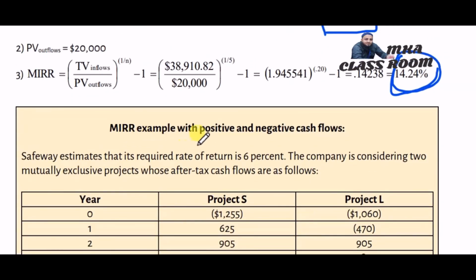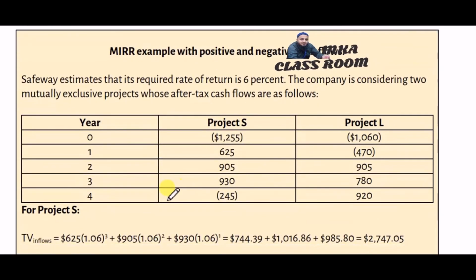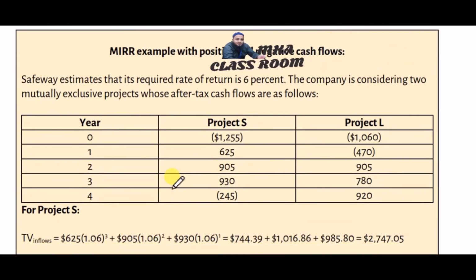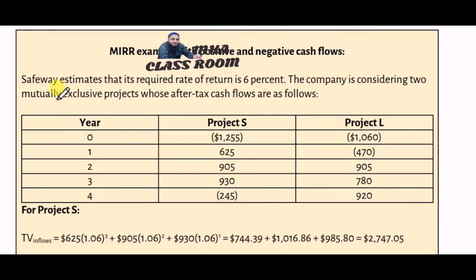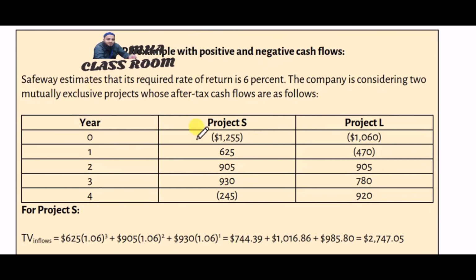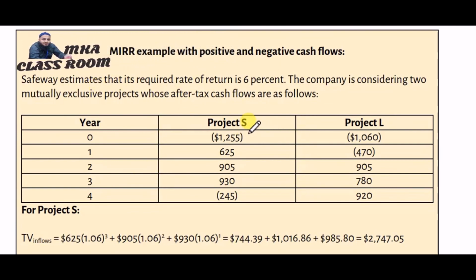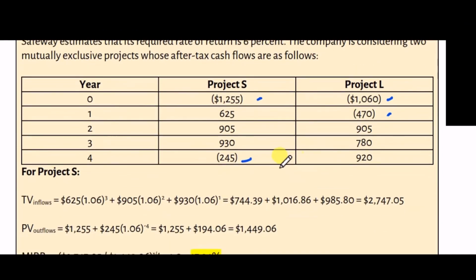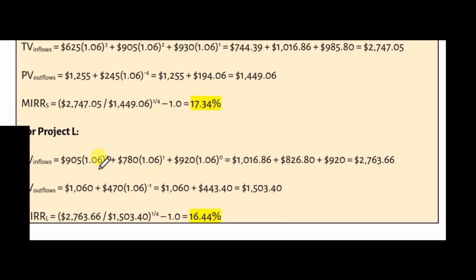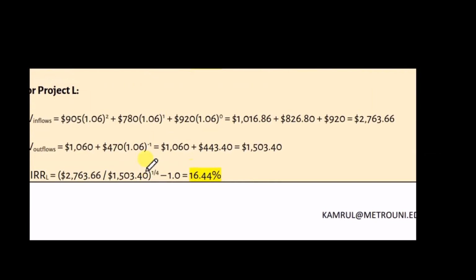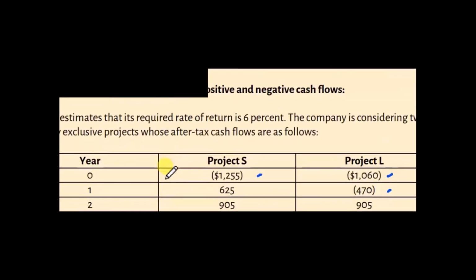So, MIRR examples with positive and negative cash flows. Already we have done it. These are our two projects. Project S has two negative cash flows, and project L also has two negative cash flows. So we know this very well. We have already done this type of problem.